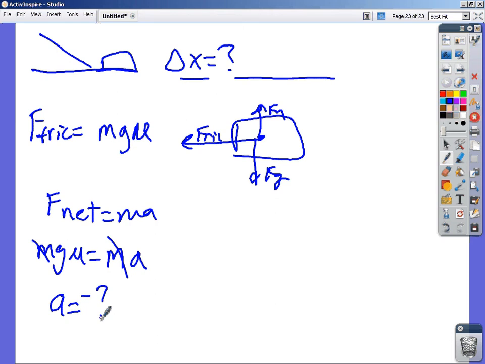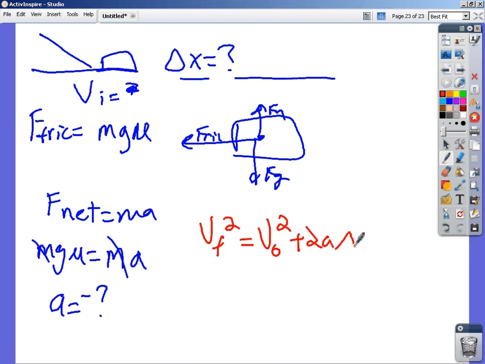Okay, why can't I use Vit plus one half a t squared? Oh, we don't have time. If you don't have time, it's probably good to try to use the time independent equation first. Vf squared equals Vi squared plus 2a delta x. Okay, I know initial velocity. What's final velocity? 0, because it's coming to a stop. Okay, I know a, I just solved for it, and then I could rearrange for delta x. That problem right there is your very typical block on a ramp problem. Find out the final velocity at the end of the ramp and then figure out how far it's going to slide.